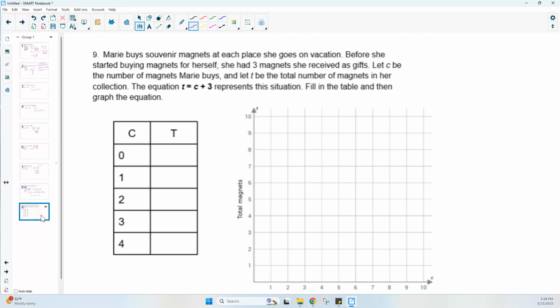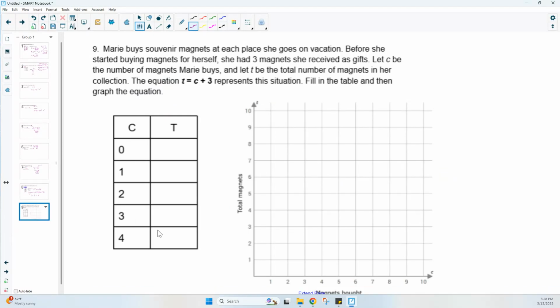All right, number 9, last one. Marie buys souvenir magnets at each place she goes on vacation. Before she started buying magnets herself, she already had 3 that she had received as gifts. Let C be the number of magnets Marjorie buys and T be the total magnets in her collection. The equation T equals C plus 3 represents the situation because the total number of magnets is the ones that she buys plus the 3 that she already had. All right, so in other words, to get to T, we take C and add 3.